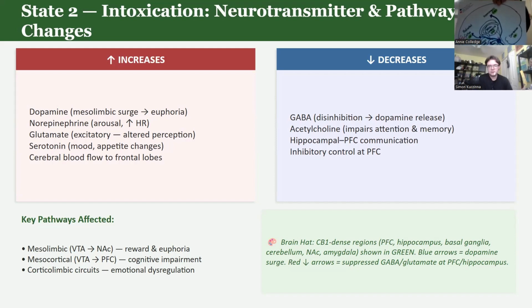The mesolimbic pathway drives reward and euphoria. The mesocortical pathway, VTA to the prefrontal, is responsible for cognitive impairment. So yeah, I don't know if you can see it, but here's where the prefrontal has GABA and glutamate decreasing, and the hippocampus.